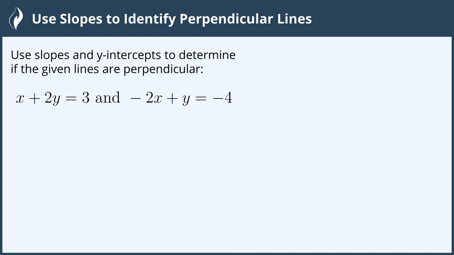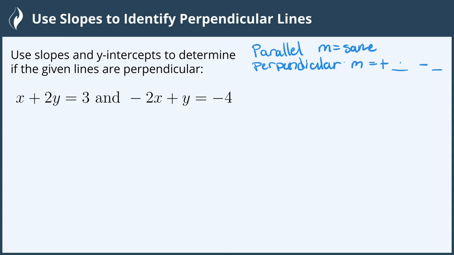Let's quickly review. If we have parallel lines, the slopes are the same. And if we have perpendicular lines, then the slopes are opposite reciprocals. Opposite meaning one is positive and one is negative, and reciprocal meaning that the fraction is inverted. So if we have a positive a over b, then the reciprocal is negative b over a. And so we have our two slopes for perpendicular.